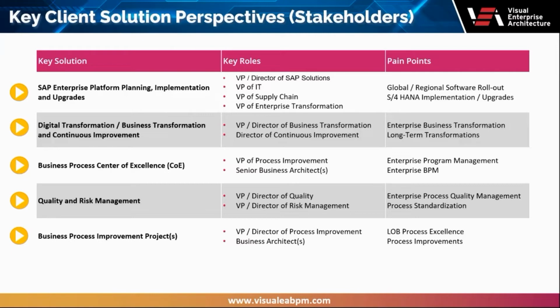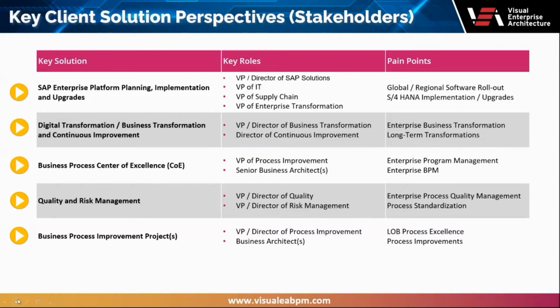These are just some examples of the different types of roles and internal organizations we've been involved with, whether it's large enterprise SAP implementations or upgrades, working with business transformation teams. They used to be called continuous improvement teams, and some still are. Digital transformation teams, the Business Process Center of Excellence, quality and risk management, and also participating in various business process programs and projects with all different roles across all elements of the organization.